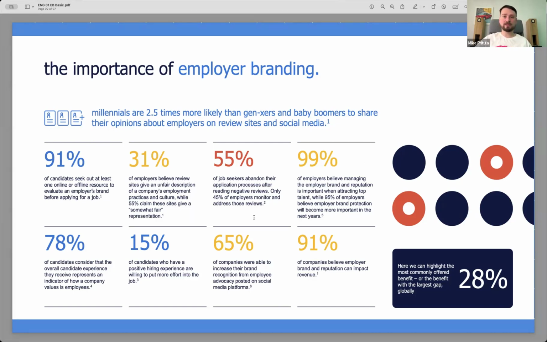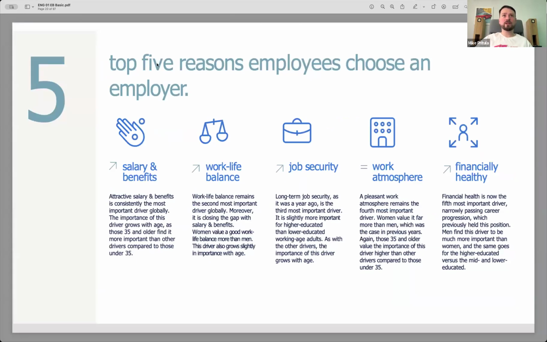Actually, there are so many statistics that show that employer branding is a must. You have to pay attention to it. You can't skip it. You can't just leave it for external circumstances to build it on their own. Yeah, you need to manage employer brand. You can't leave it alone. So, top 5 reasons employees choose an employer. Also very good to understand, just to know what you want to focus your employer brand on. Salary and benefits, work-life balance, job security, work atmosphere, and financial health.